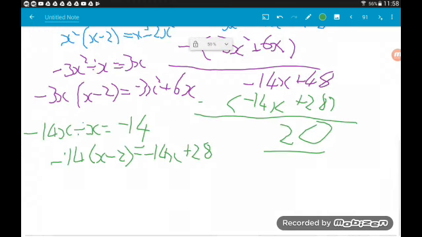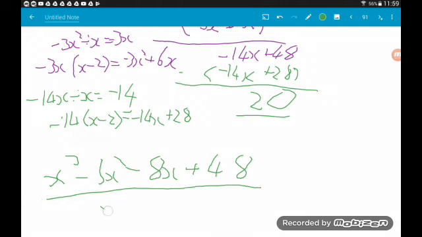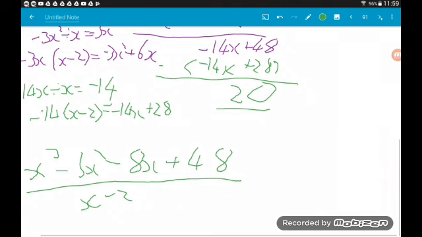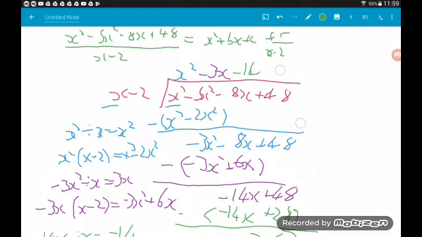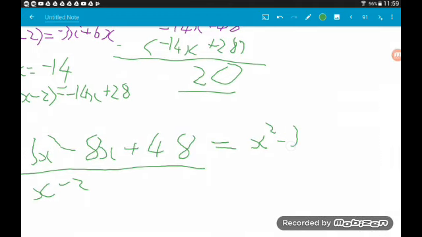Good times. So, what we've now worked out then is x cubed minus 5x squared minus 8x plus 48 divided by x minus 2 is equal to x squared, what was it? x squared minus 3x minus 14, like that. So there's the quadratic.